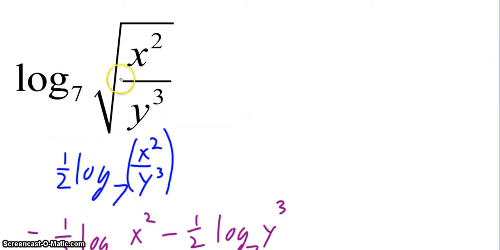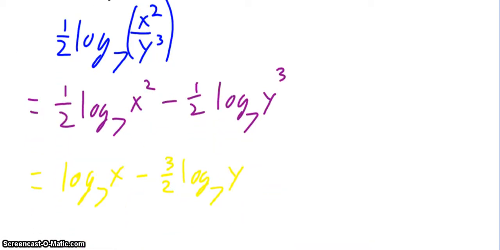Alright, for the next one. So the square root is around the entire quantity that I'm taking the log of, so I bring that down as a 1/2 in front first. So I have 1/2 log base 7 of the quantity x squared over y cubed. Now I separate this into two separate terms with subtraction. The 1/2 stays with both terms.